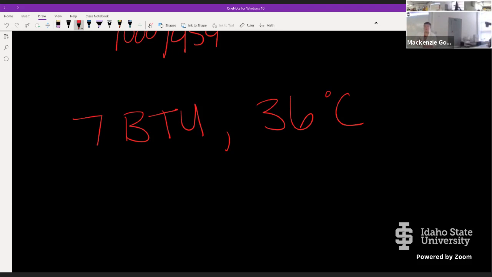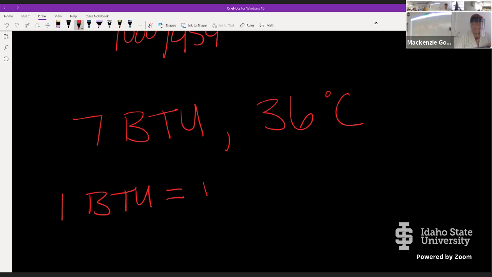No. So to have this system be able to do any calculation, we would either have to convert this to what? Or this to what? Okay, so everyone in class, we're going to convert the BTU. Everyone online, we're going to convert the Celsius to Fahrenheit. Okay? So 1 BTU equals 1,055 joules.